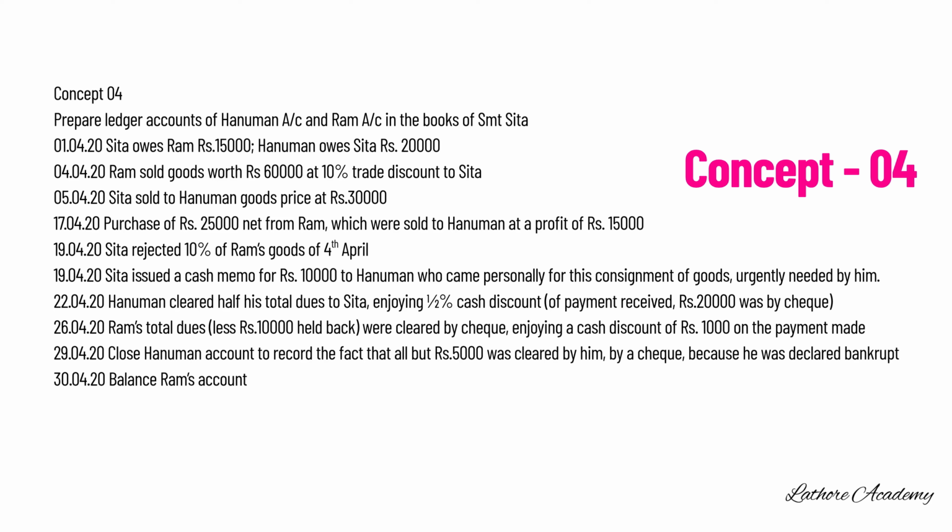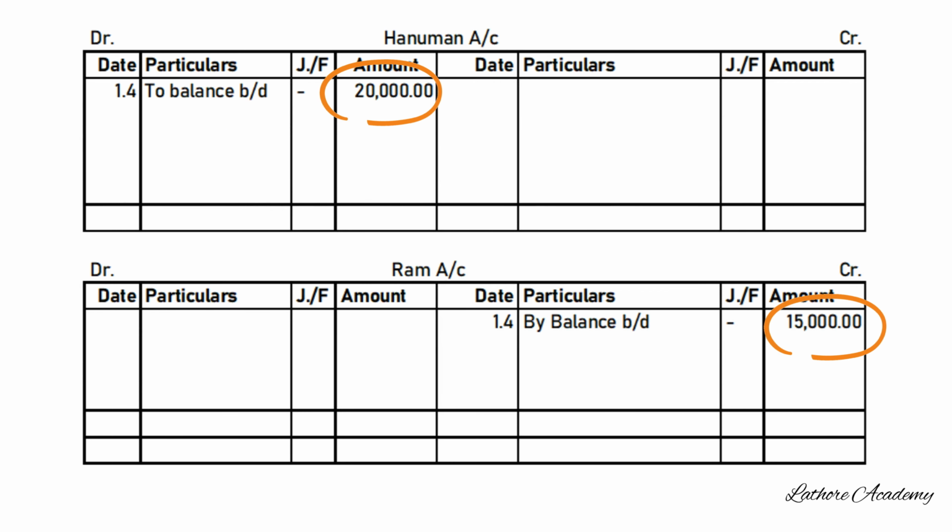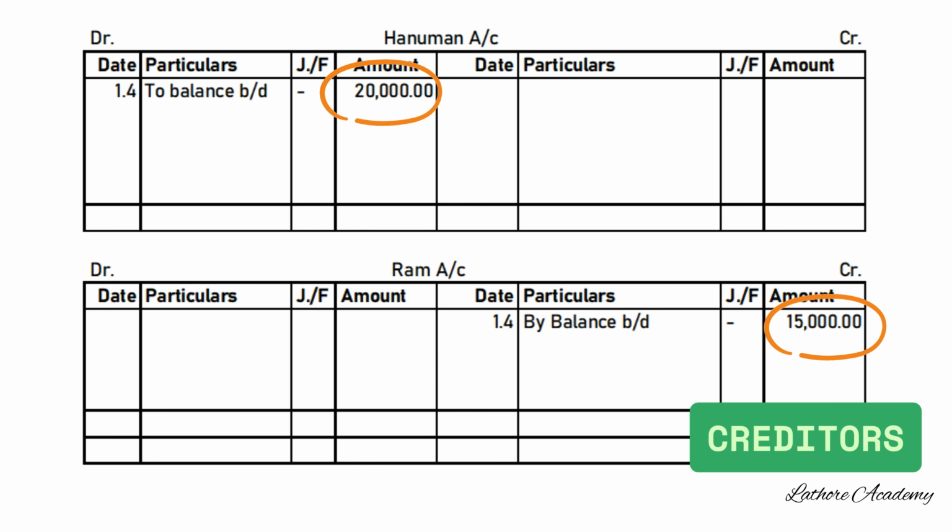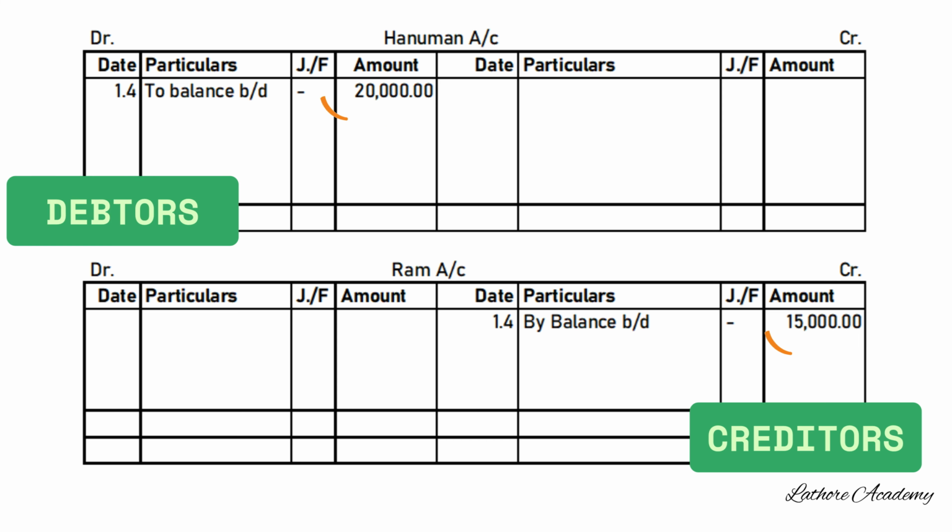First being drawing down the balances. Sita owes Ram 15,000 rupees and Hanuman owes Sita 20,000 rupees. What does this mean? So Ram is a creditor and Hanuman is a debtor. That is why the question says Sita owes Ram. It means Sita is payable to Ram. And Hanuman owes Sita means Hanuman is liable to Sita 20,000.